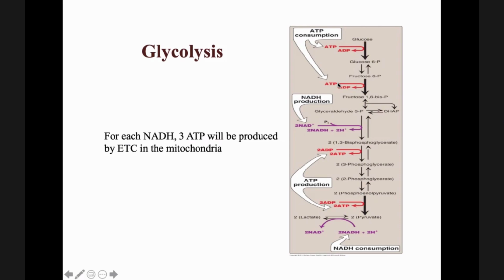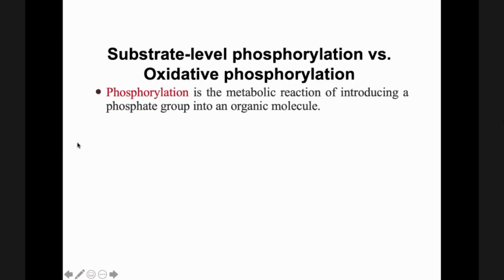So we see that there are 2 ATP consumed in the preparatory phase. However, later we produce 2 NADH, and then we produce 2 ATP in this step and another 2 ATP in step number 10. Okay, so in total, we will talk about how much will be here. What you should know about the NADH is that it will produce 3 ATP by the electron transport chain in the mitochondria. So what is the substrate level phosphorylation?